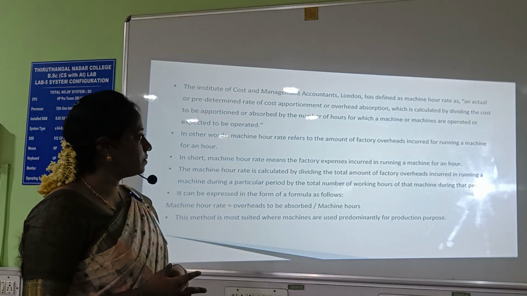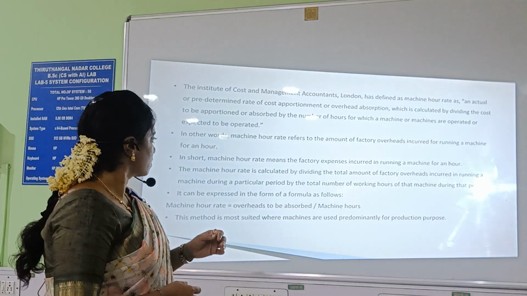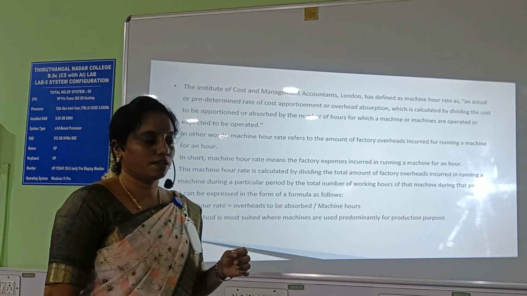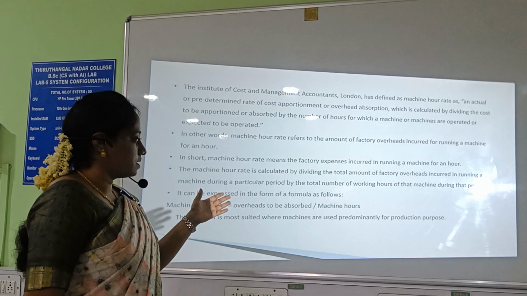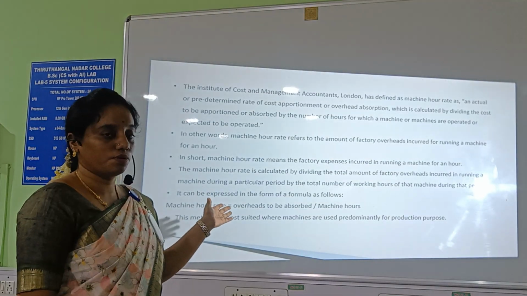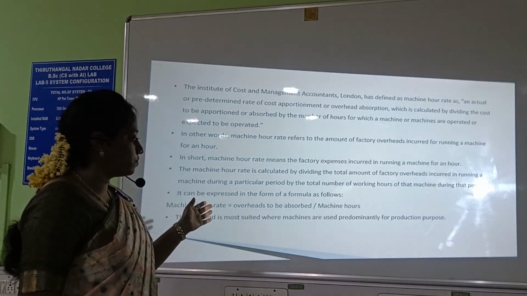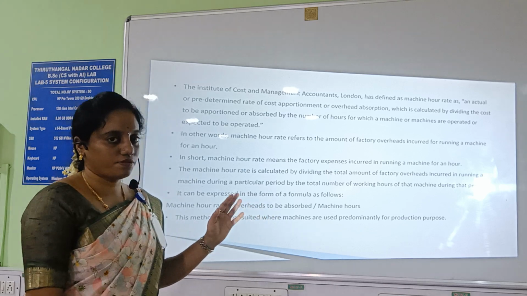So in other words, machine hour rate refers to the amount of factory overheads incurred for running a machine. In short, machine hour rate means the factory expenses incurred in running a machine for an hour. So machine hour rate is expressed as a formula here. Machine hour rate is equal to overheads to be absorbed divided by machine hours. So this method is more suited to companies where machines are predominantly used in major factories.